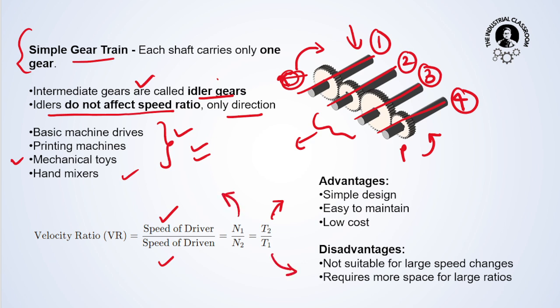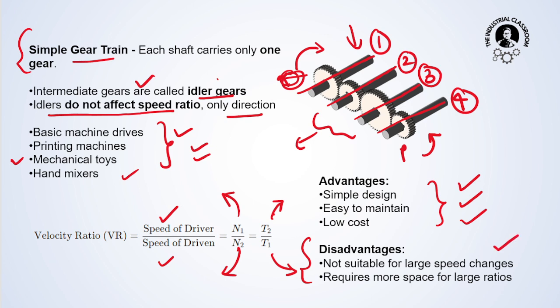n1 is the RPM, the speed of the driver gear, and n2 is the speed of the driven gear. So what are the advantages? The first advantage is a very simple design, very easy to maintain, and low cost. But there are some disadvantages. Remember that these are not suitable for large speed changes.